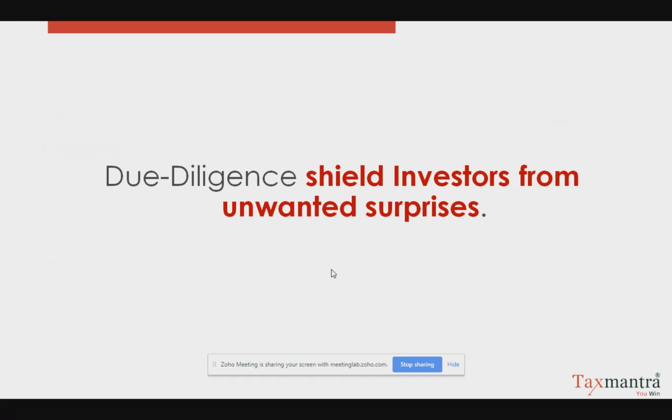So in that case, the investors would be surprised to see that, I have known the company for the last 1 year and the company had been in compliance so well for the last 1 year, but I didn't know that the company had not filed a return, the company had not submitted the financial statements in a particular year. Now these kinds of surprises might land the investors in a big loss.